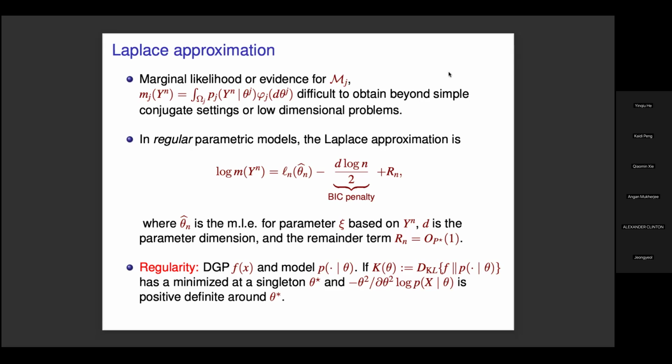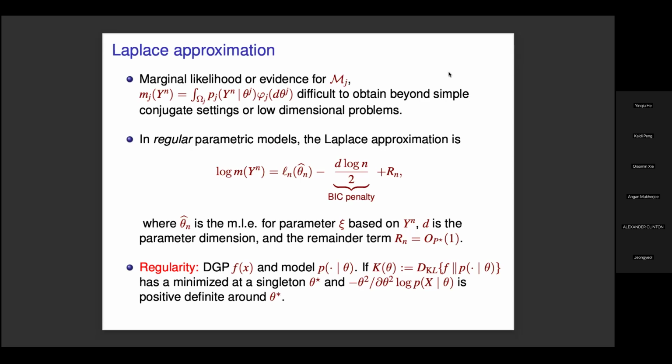One such approximation is the Laplace approximation, which expands the log marginal likelihood around the maximum likelihood estimator, assuming its existence, of course. If you simply do a Taylor expansion, the first order term vanishes, and the second order term reduces to a Gaussian integral, and that delivers a penalty in the dimension, known as the BIC penalty, in the form of d over 2 log n, and the remainder is all higher order terms.